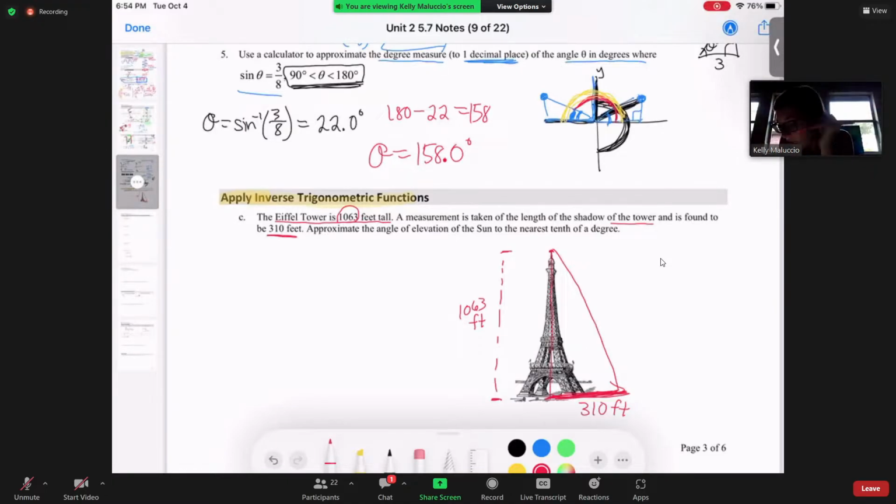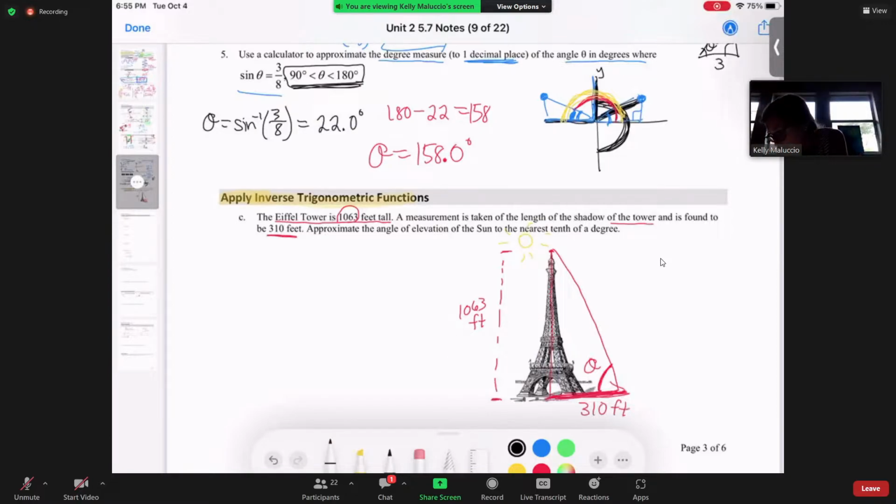So they're saying approximate the angle of elevation of the sun. The angle of elevation is at the bottom. This would be this angle. If they said angle of depression, it's the one up here, but elevation, you're looking up to the sun, to the nearest 1/10 of a degree. Okay, so let's figure this out.